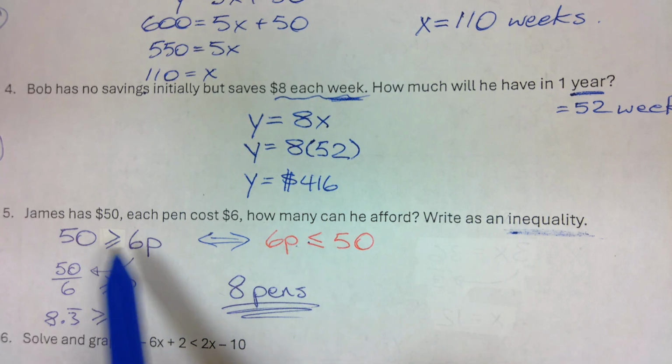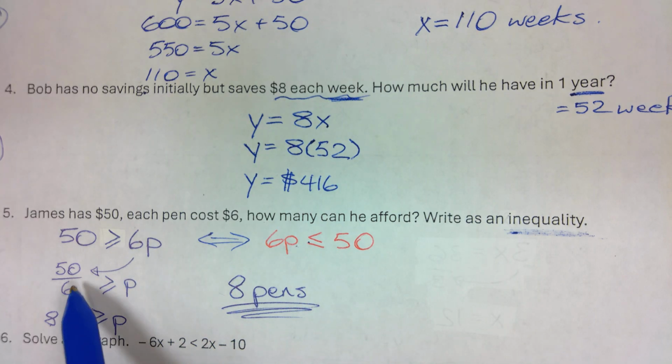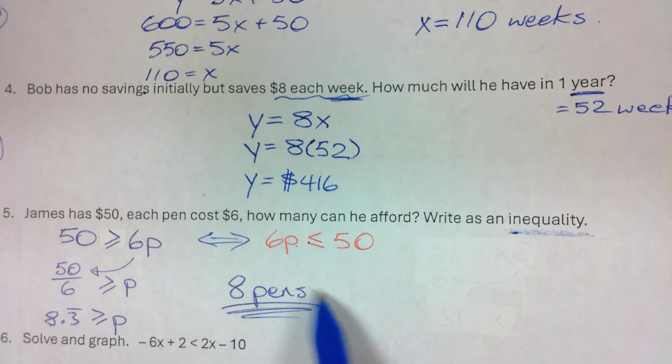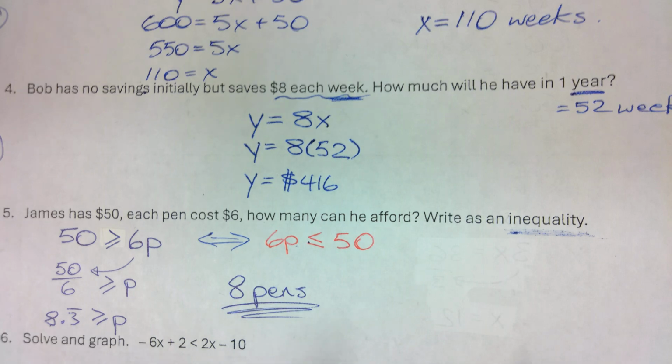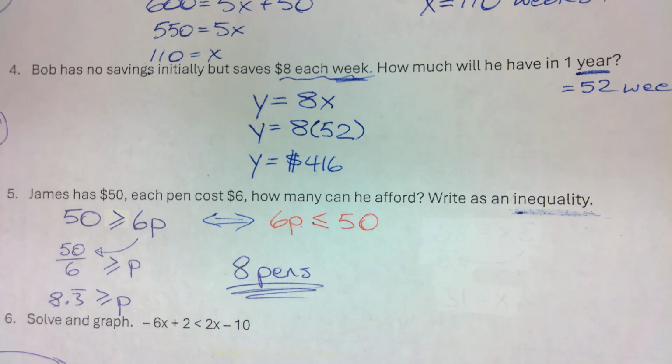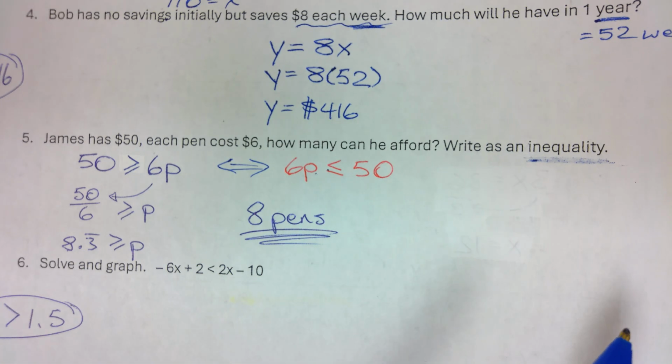So when I divide it by 6, I get 8.3 dot dot dot. Now, can I have 8.3 of a pen? If I break a pen, it's not going to work. Okay, so in this case, I would have to round my answer to the nearest whole number. So in this case, he can afford a maximum of 8 pens. Okay, and that's why we use an inequality in this type of question.